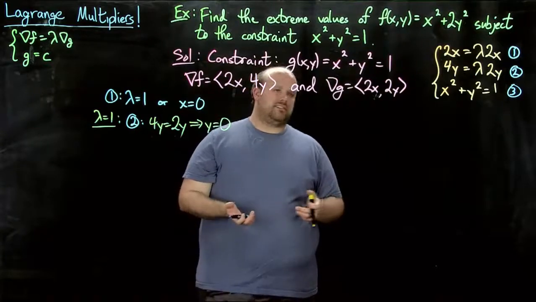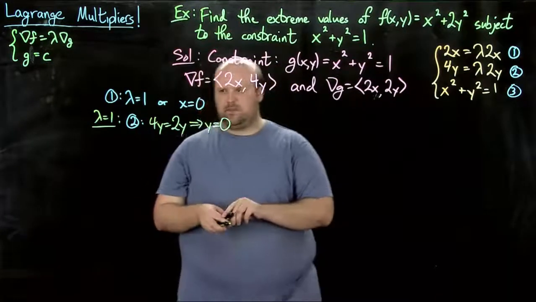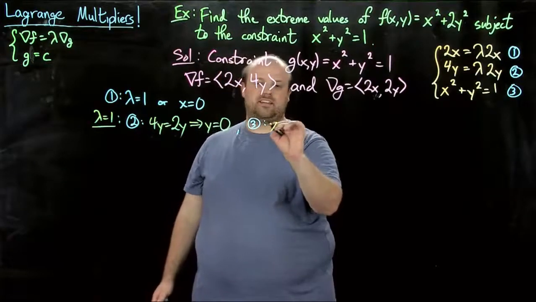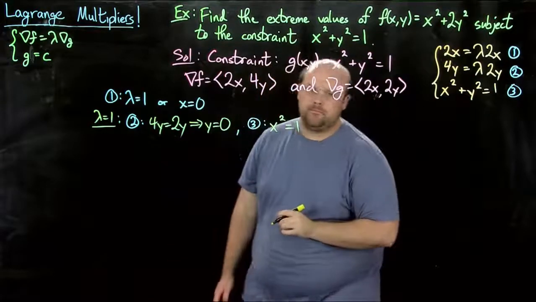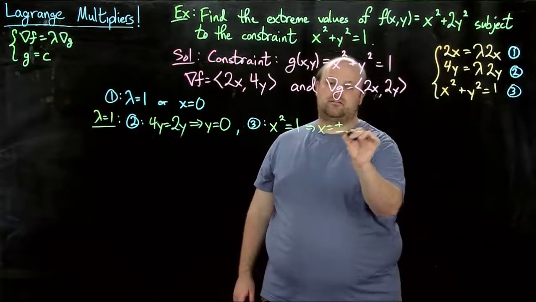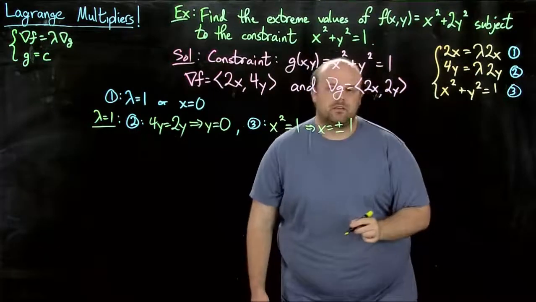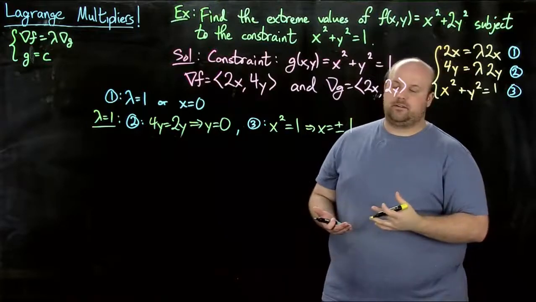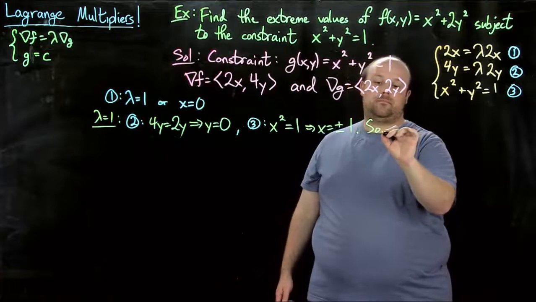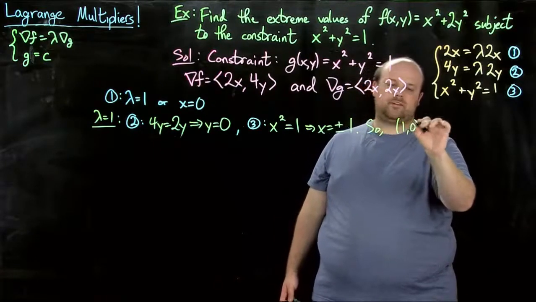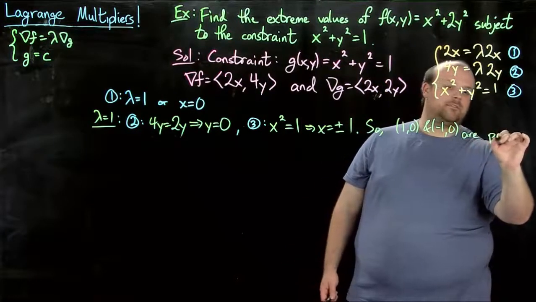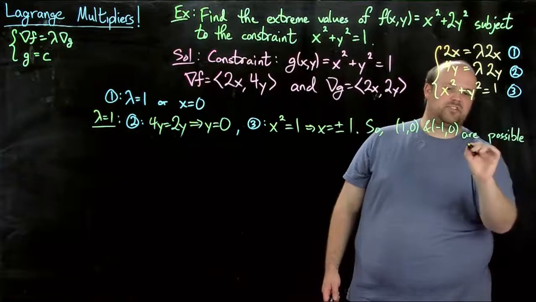All right, well, if y is 0, then we have equation 3 coming into play. That's going to say x squared has to be 1. Well, then that means x is plus or minus 1. Right, so we have some candidate points now. Right? So (1, 0) and (-1, 0) are possible extrema.